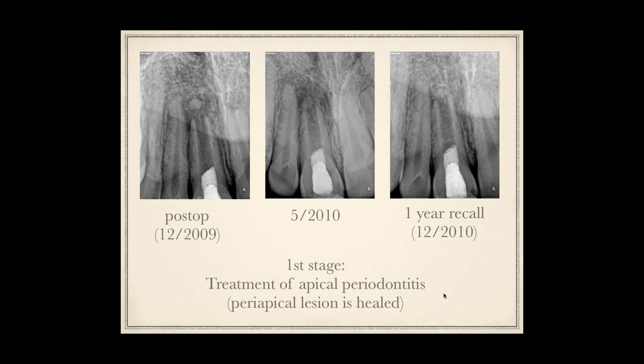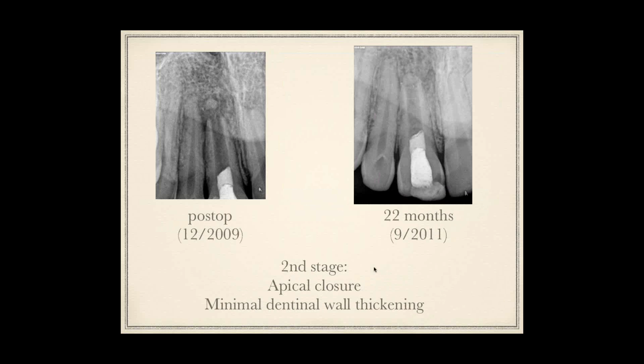The second stage is what we want to see is some initiation of the revascularization, meaning some apical closure, dentinal wall thickening, and ideally continuation of the root formation. Now in this case, and like I said, use of this technique as a retreatment option has never been reported before. In this case, I had an apparent apical closure on the X-ray and a minimal dentinal wall thickening.